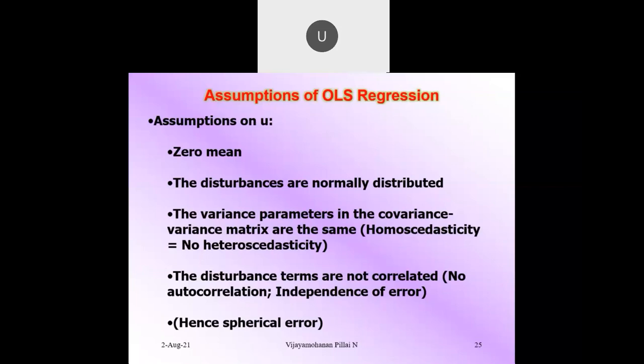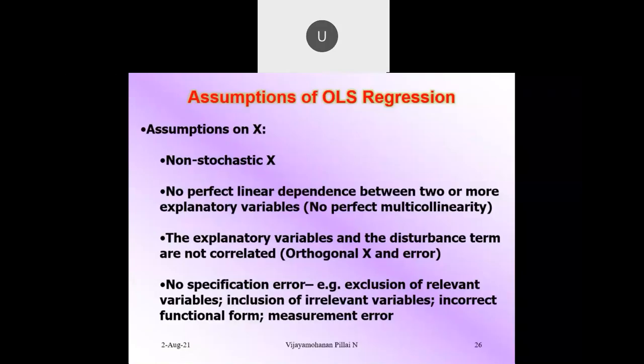Now, we have a very important assumption in the framework of multiple regression, that there is no perfect multicollinearity. That is, there is no perfect linear dependence between two or more explanatory variables. This is very important because if there is any perfect multicollinearity, then we will not be able to estimate that particular equation. Remember, all these assumptions we will consider again when we come to model adequacy.